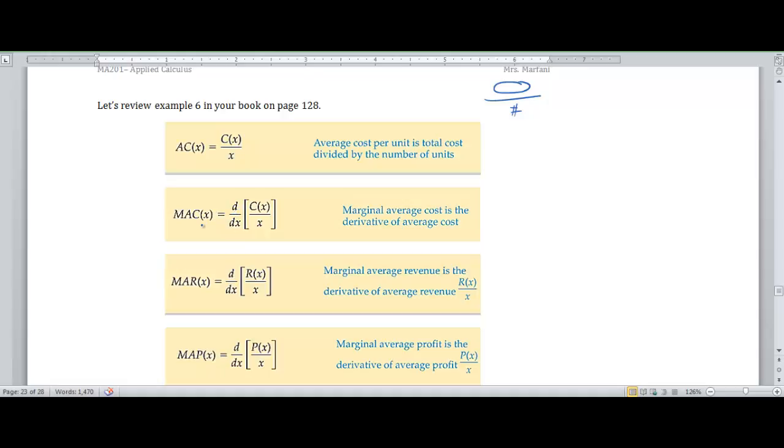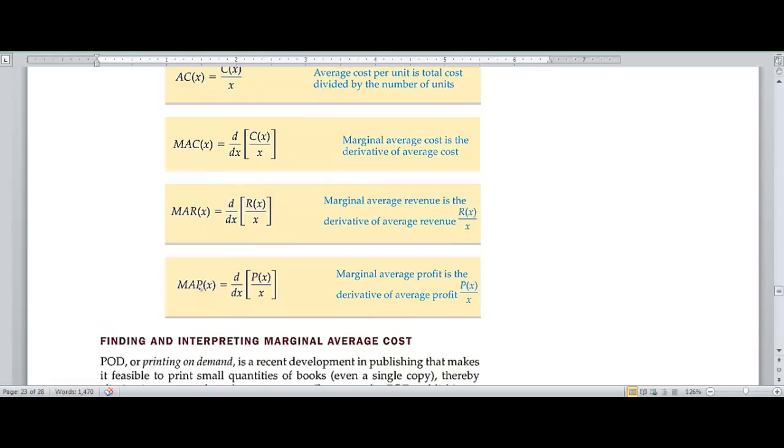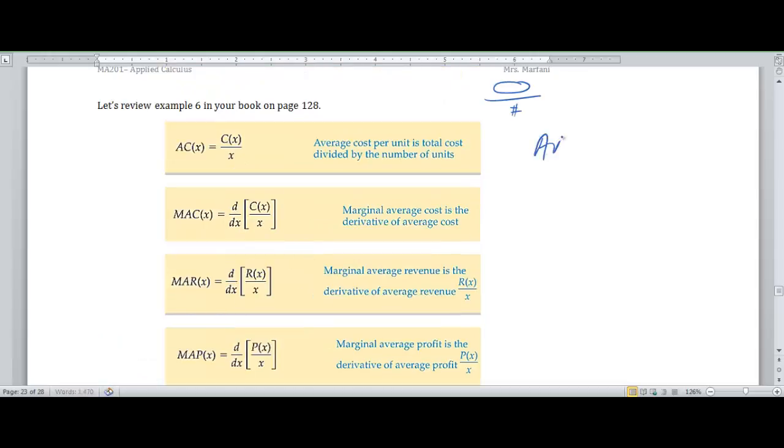And then there's the marginal average cost, which is the derivative of the average cost function. Marginal average revenue is the derivative of the average revenue function. And then marginal average profit is the derivative of the average profit function. So anytime you see the word average, you want to think of dividing by X. And anytime you see the word marginal, you're going to take the derivative.